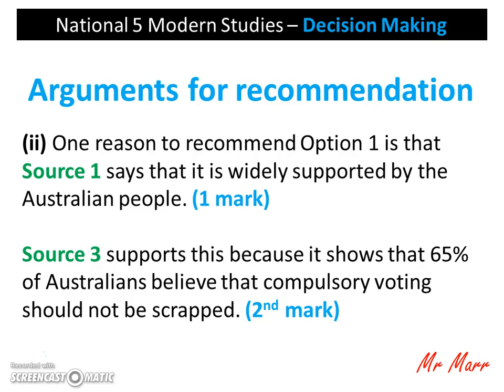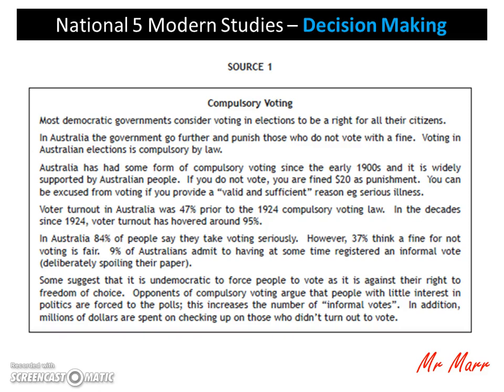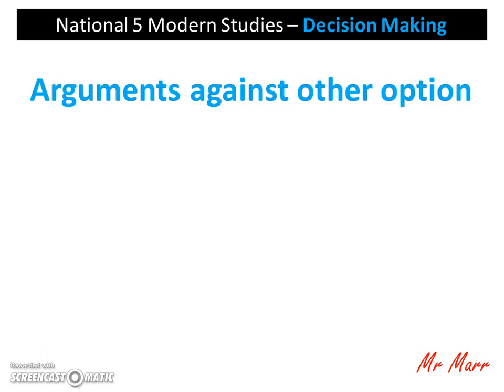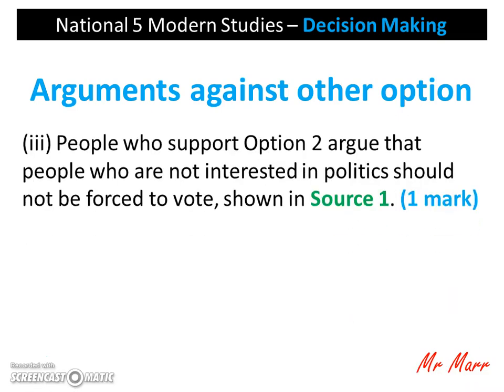Having done this, we now need to consider arguments against the other option. When we read source 1, we see the argument that it is undemocratic to force people to vote as it is against freedom of choice. Therefore, we write the subheading, Arguments Against Other Option, and we explain that people who support option 2 argue that people who are not interested in politics should not be forced to vote, shown in source 1. We would gain 1 mark for this.